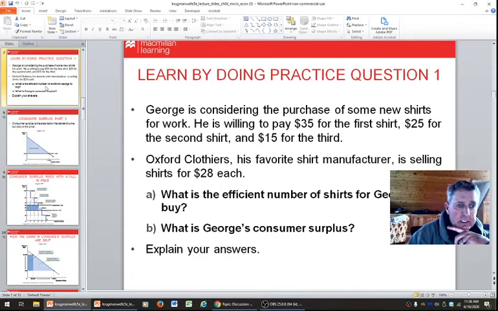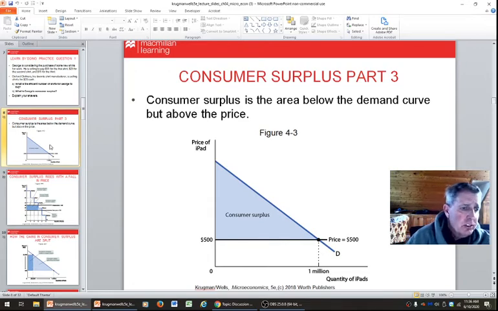It goes over it in the homework, and as you go through the files area of Canvas, you can find this question and the answers, or a similar one. Consumer surplus is the area below the demand curve, but above the price. So the price of the iPad goes up, the consumer surplus goes down, right? Simple enough.